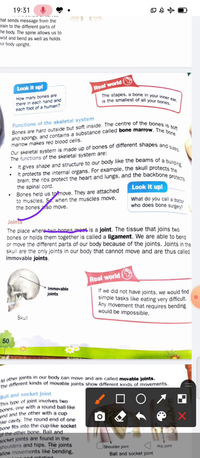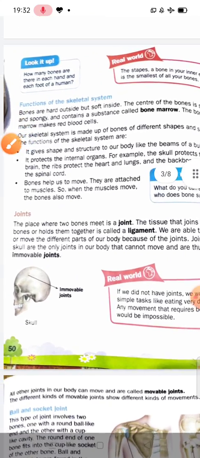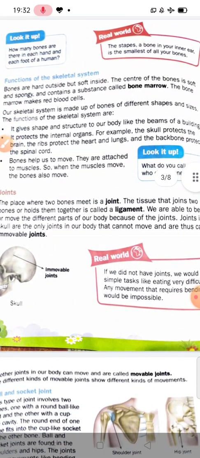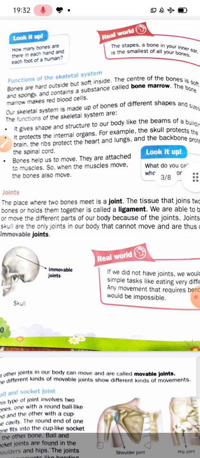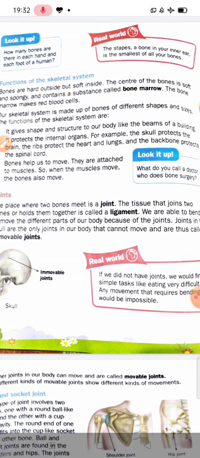And do you know what a cell is? A cell is the basic unit of life, and when cells group together, we call that a tissue. What is a tissue? A group or cluster of cells. There is also a tissue that joins two bones or holds them together, and that is called a ligament. You can underline this point: the tissue that joins two bones or holds them together is called a ligament.